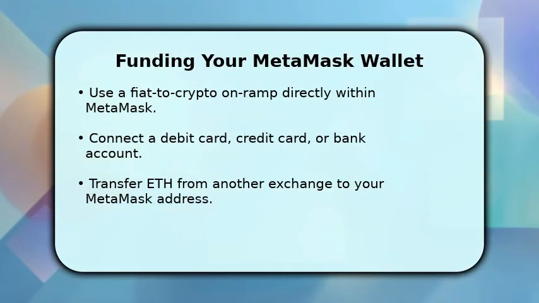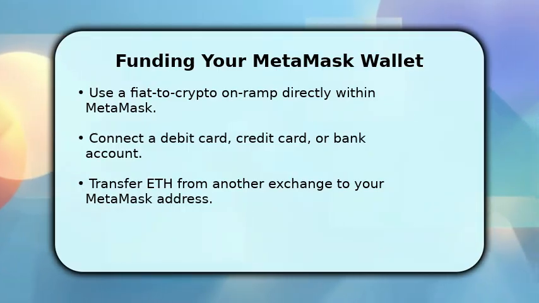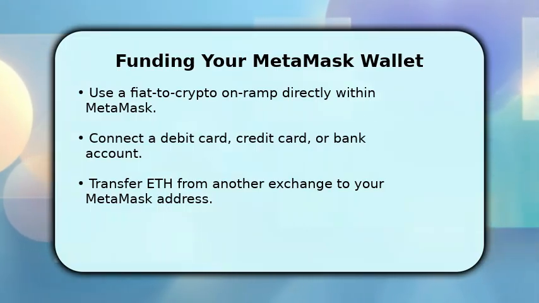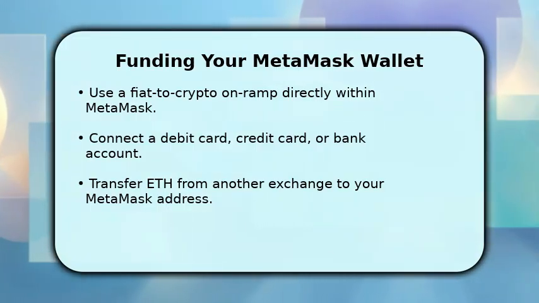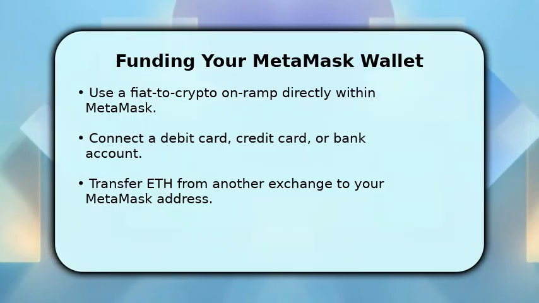After setting up your wallet, the next step is to get some Ether into it. MetaMask offers direct options to buy crypto using fiat currency. You can connect a debit card, credit card, or even a bank account through integrated services. Alternatively, if you already own Ether on another exchange, you can simply transfer it to your unique MetaMask wallet address. Always double-check the address before confirming any transaction.